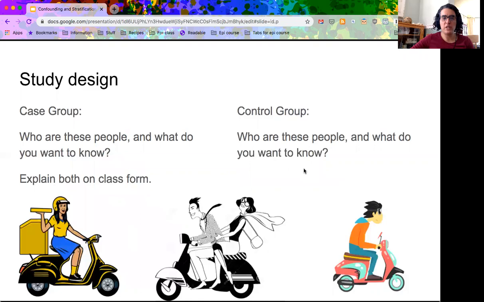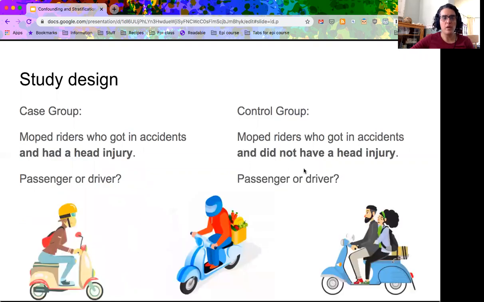Okay, once you've sketched that out in the form, here's my answer. My case group would be, first of all, I'm only looking at moped riders who got into accidents. That's everybody who's in my study. So the case group will be moped riders who got into accidents and who got a head injury as a result. And I'd want to know whether they were the passenger or the driver. My control group will be the moped riders who also got into accidents but didn't have a head injury. And again, I'd be asking if they were either the passenger or the driver. So that seems to make some sense.